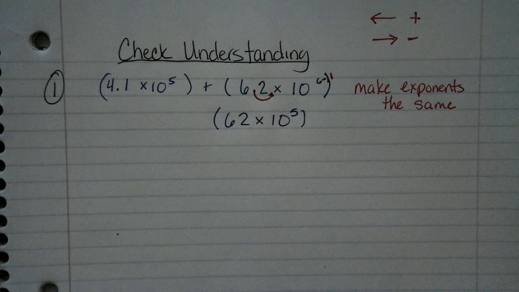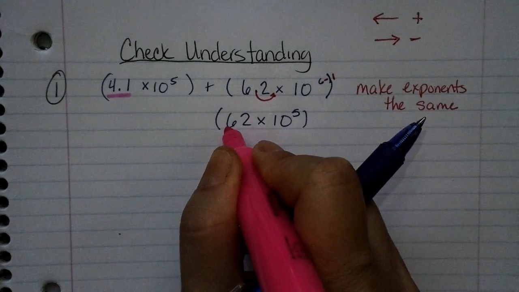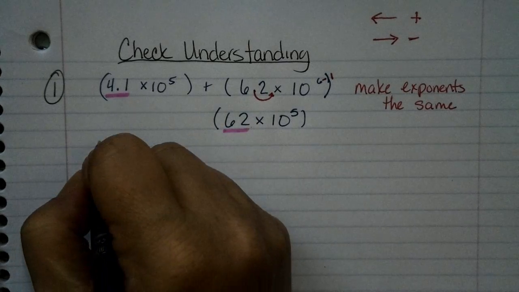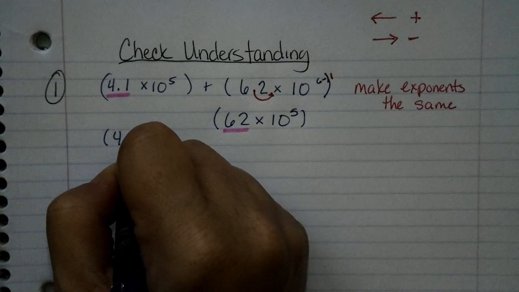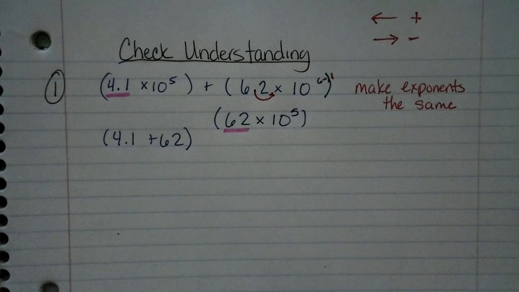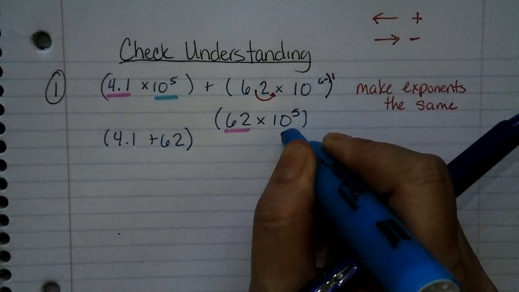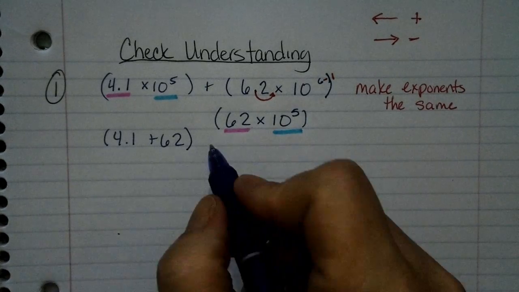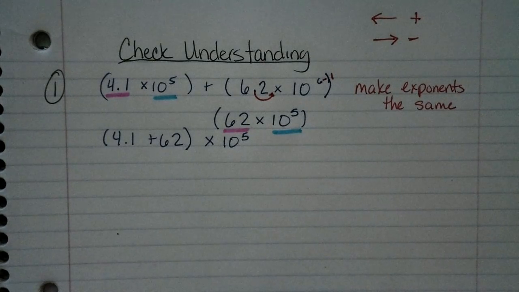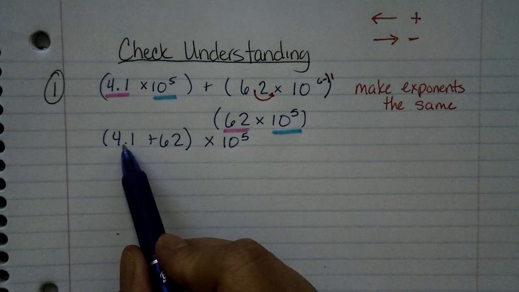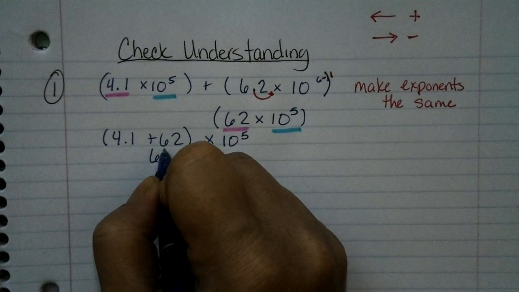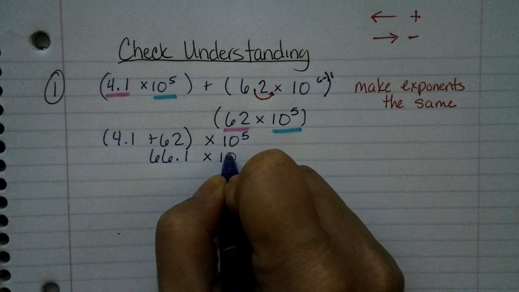So we're going to rewrite using our associative property. We can regroup, so we're going to add those two numbers together. So we've got 4.1 plus 62. And then we're going to look at our exponents. Since our powers of 10 exponents are the same, this is going to be to the power of 5. Now we just need to add 4.1 plus 62, and if we do that, we get 66.1 times 10 to the 5th power.